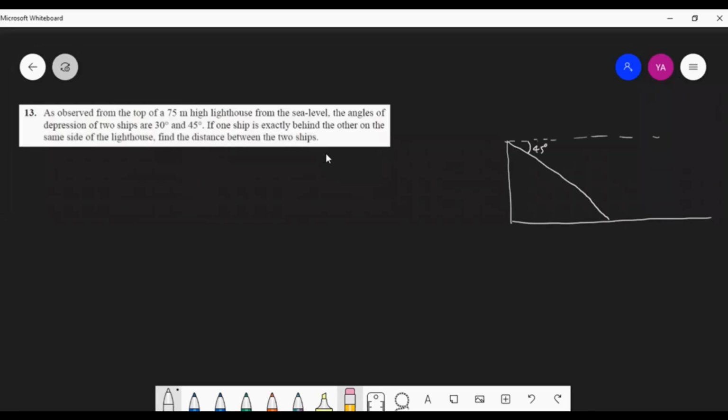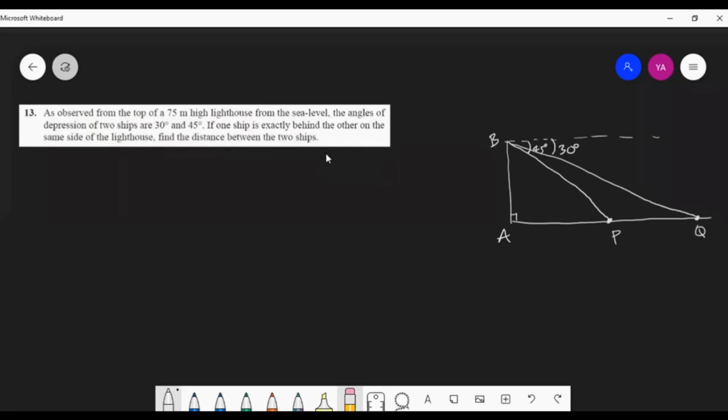And the second ship we see at an angle of depression of 30 degrees. So you can draw the angle of depression, 30 degrees, here. So one ship here, a second ship here, two points. AB is the tower, and suppose P and Q are the ships at these points. So this is the picture.